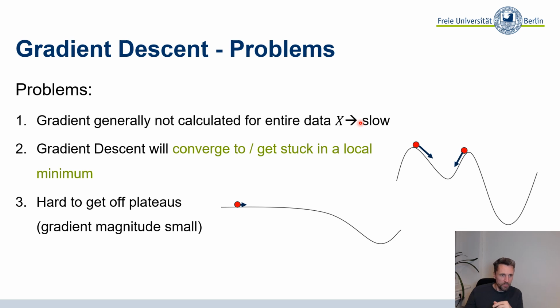But there are more problems. One is, for example, that gradient descent will get stuck in local minima. So if you have a loss landscape that looks like this, and you start close to or in the attractor basin of a local minimum, you will walk into this. And although in practice this isn't really a big problem, that's still something you need to be aware of.